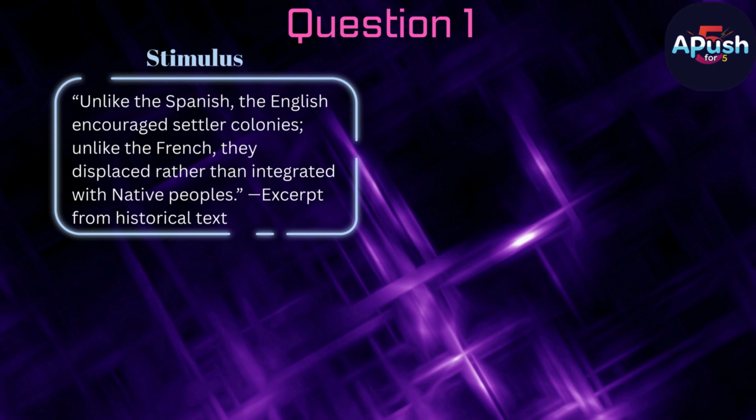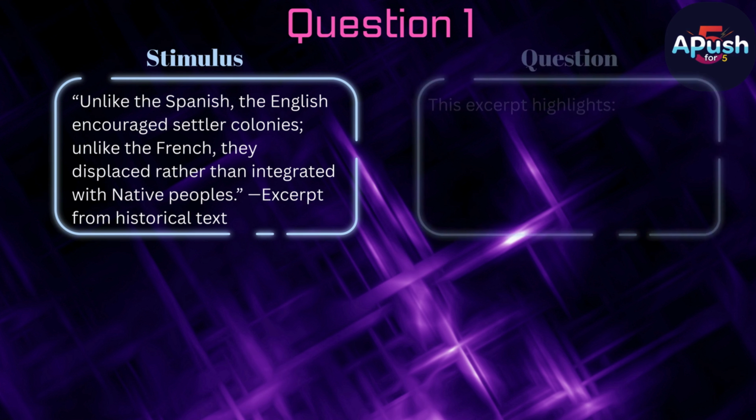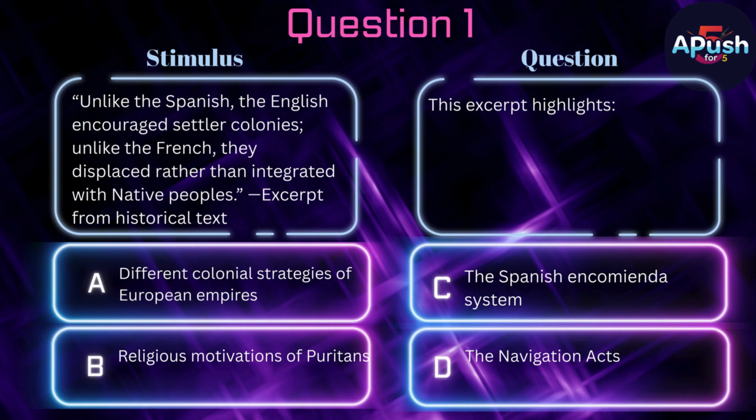Question 1. Stimulus. Unlike the Spanish, the English encouraged settler colonies. Unlike the French, they displaced rather than integrated with native peoples. Excerpt from historical text. Question. This excerpt highlights: A. Different colonial strategies of European empires. B. Religious motivations of Puritans. C. The Spanish encomienda system. D. The Navigation Acts.